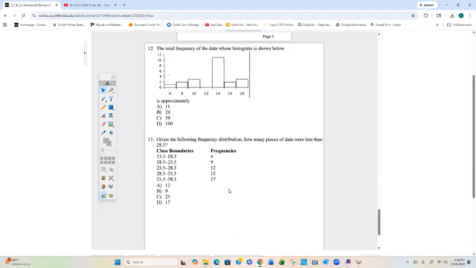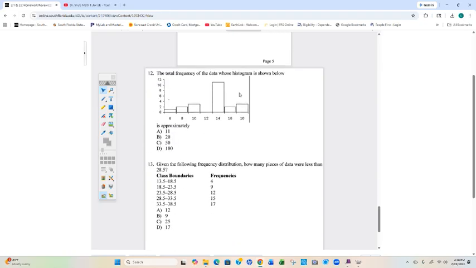Number 12, the total frequency of the data whose histogram is shown below. Okay, so we have a histogram here. They want to know if it is approximately A11, B20, C50, D100. So pause the video, think about this one. Okay, if you answered B, you are correct.